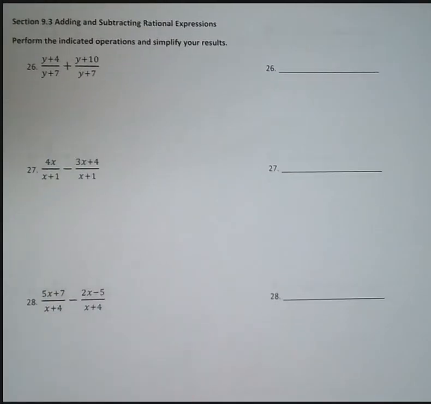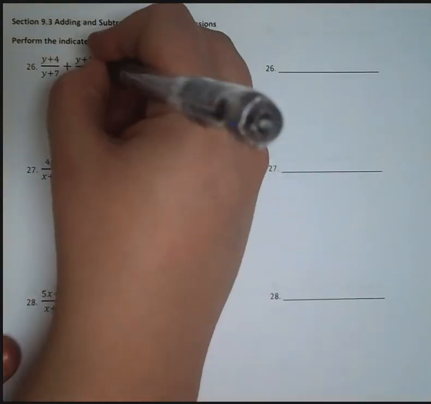Now moving on to section 9.3 over adding and subtracting rational expressions. So remember, rational expressions, they're telling us that we're going to be working with fractions, so we're going to be adding and subtracting fractions. Perform the indicated operations and simplify your results. So remember, the golden rule for adding and subtracting fractions is that you have to have a common denominator. Notice here on number 26 through 28, all of them are common denominators, so that's good. So we can go ahead and combine our numerators.